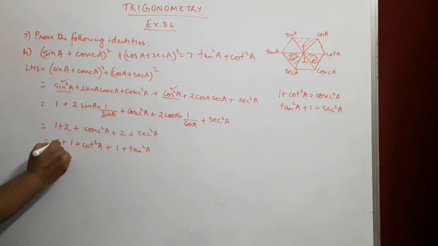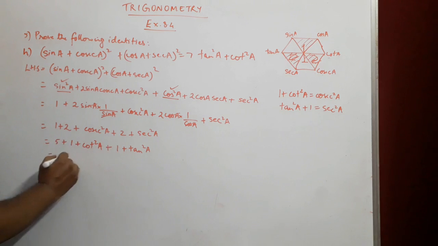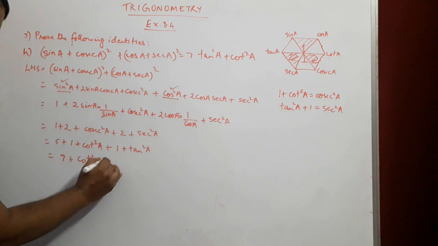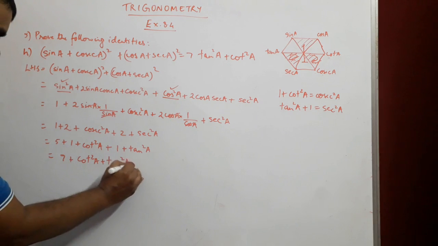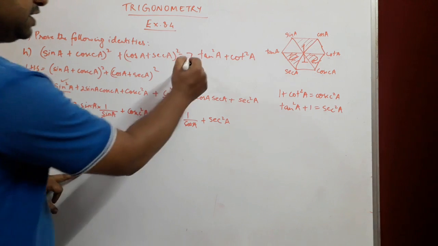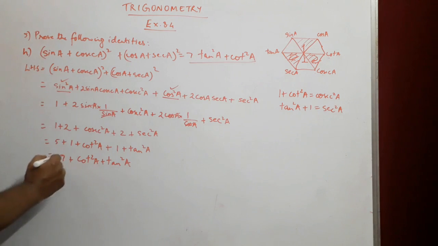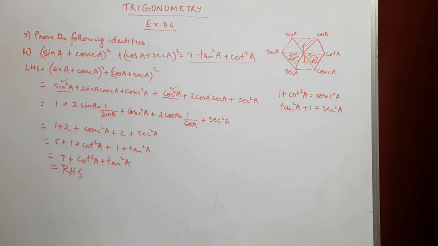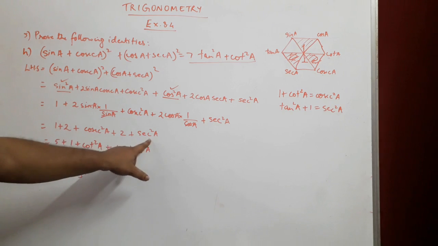So now we have 7. 5 plus 1 is 6, 6 plus 1 is 7. 7 plus cot square A plus tan square A. And if you notice, we have actually arrived at our right hand side. See, easy it was. It was important for us to know the identity.